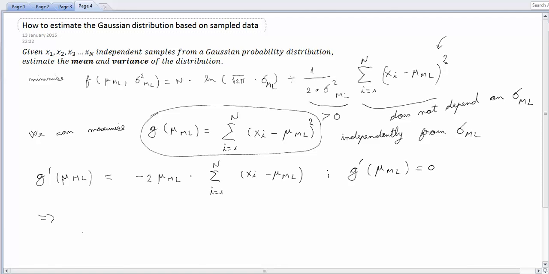So from the above, it means that the sum from i equals 1 to n of xi minus mu ml equals 0, and it means that mu ml equals 1 over n times the sum from i equals 1 to n of xi.